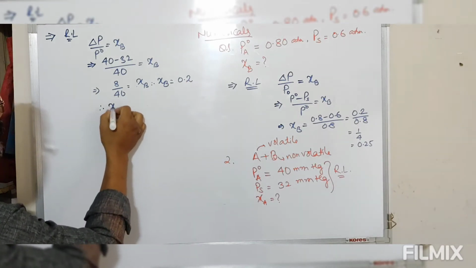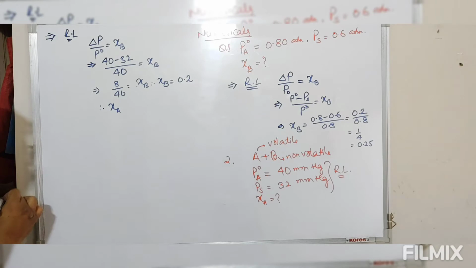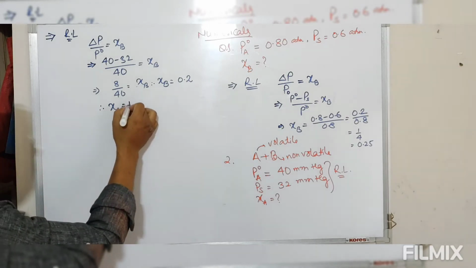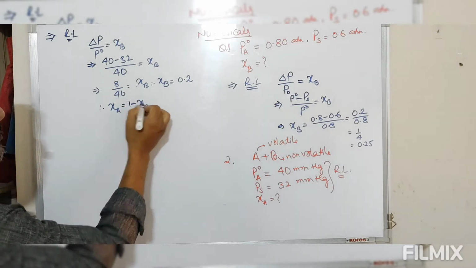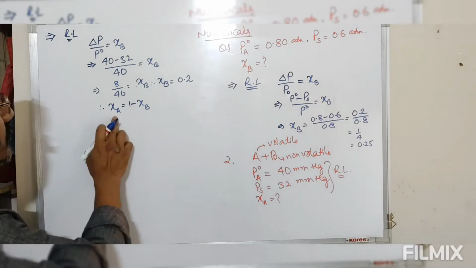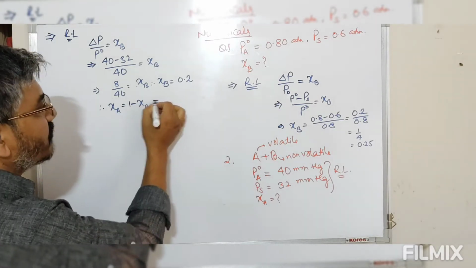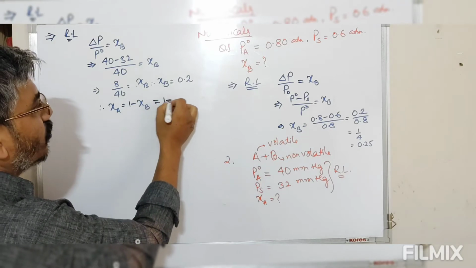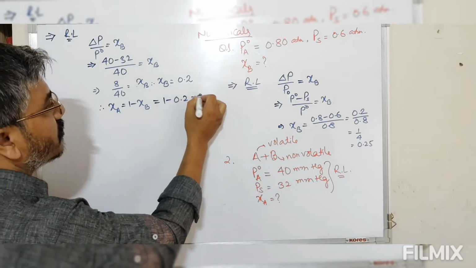Therefore the mole fraction of the volatile component A in the solution is 1 minus the mole fraction of B, because the summation of the mole fractions of the components present in the solution is always equal to 1. So the mole fraction of A is 1 minus 0.2, that is 0.8.